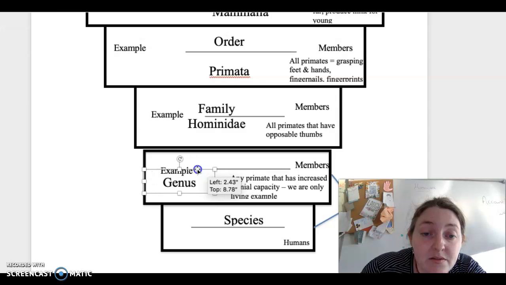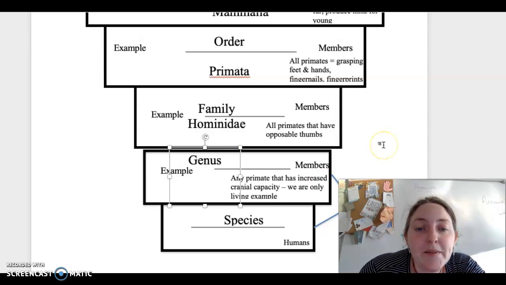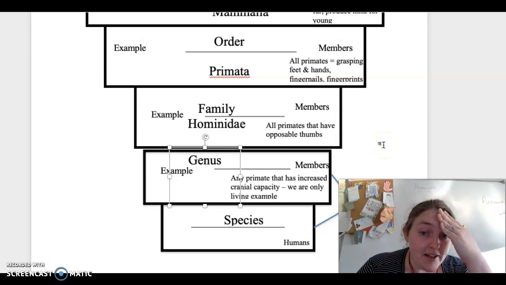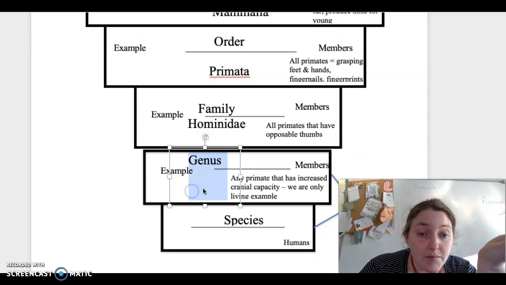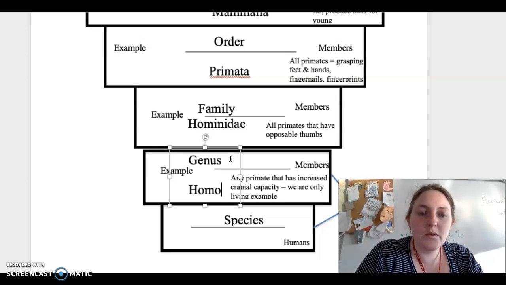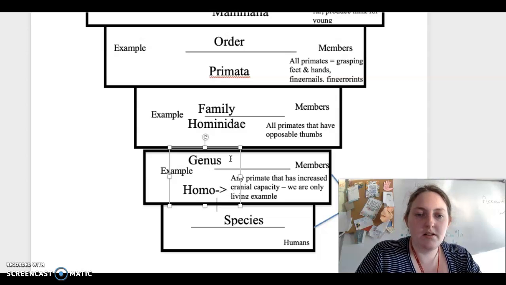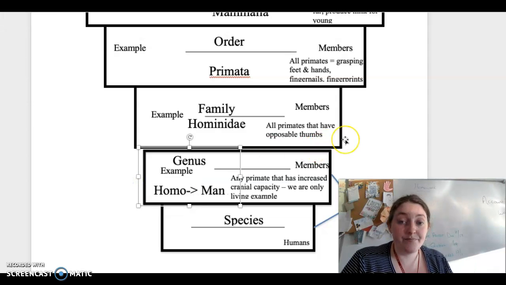Now, genus is very important, and I'm moving this down just because I want you guys to see this a little better. So this is any primate that has increased cranial capacity. We are the only living example of this right now. So we have our own genus and species name. Our genus name is Homo, which means man. So our genus name means man.